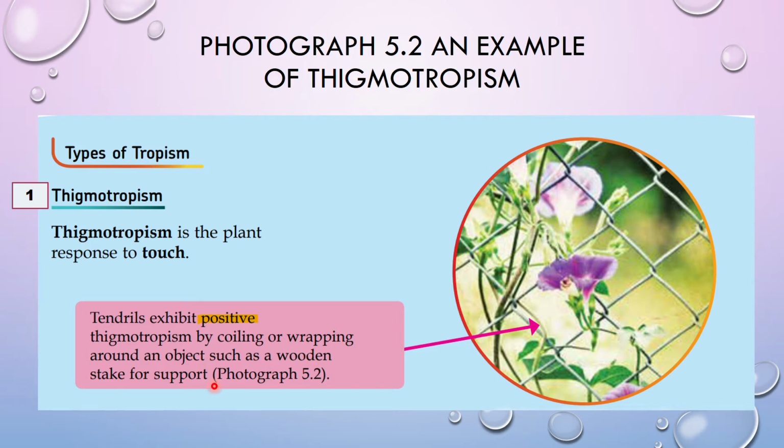Why? For support. Okay, so it is by means of support, because these plants are herbaceous plants, they are non-woody plants, and therefore they do not depend on their stem, which is soft, for support, and yet they need to grow up high, so to be able to obtain sunlight, and therefore they need to coil around something in order to enable them to climb up higher. So that's the significance of thigmotropism in plants.